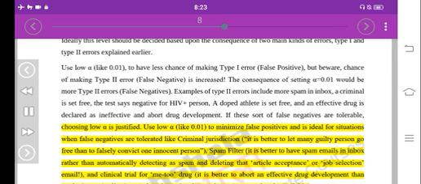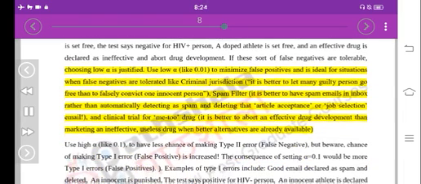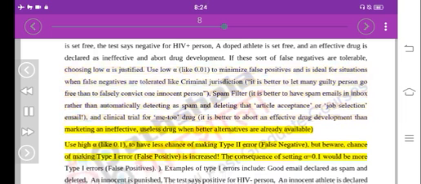Article acceptance, or job selection, email, and clinical trial for a me-too drug. It is better to abort an effective drug development than to market an ineffective, useless drug when better alternatives are already available.